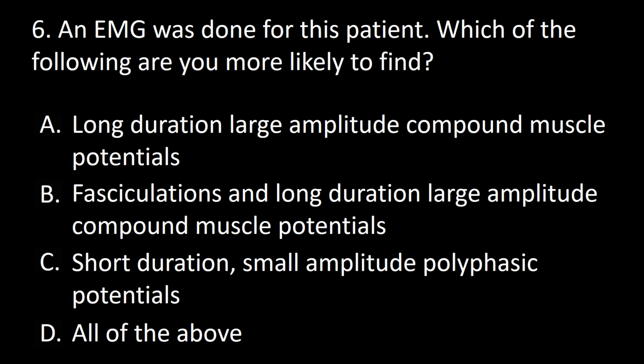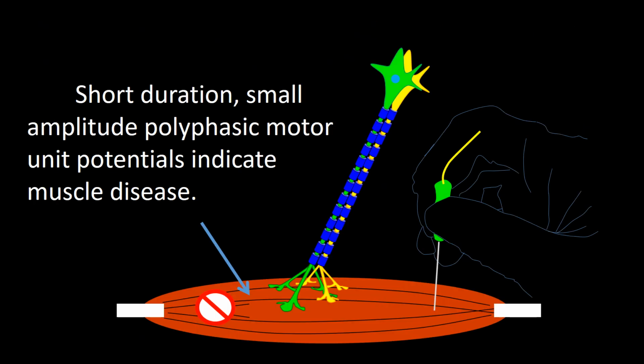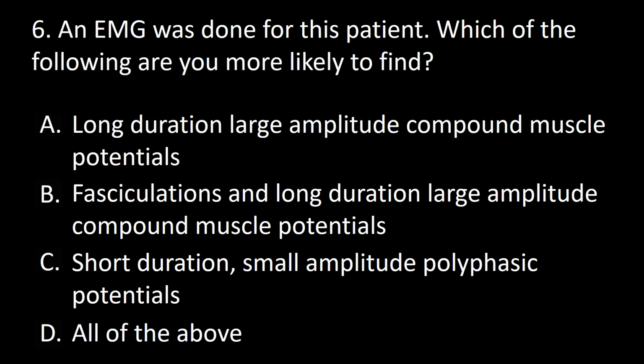Next question is, an EMG was done for this patient. Which of the following are you more likely to find? A. Long duration, large amplitude compound muscle potentials. B. Fasciculations and long duration, large amplitude compound muscle potentials. C. Short duration, small polyphasic potentials. D. All of the above. EMG in cases of muscle disease shows short and small amplitude polyphasic motor unit potentials. So the answer to this question is C.